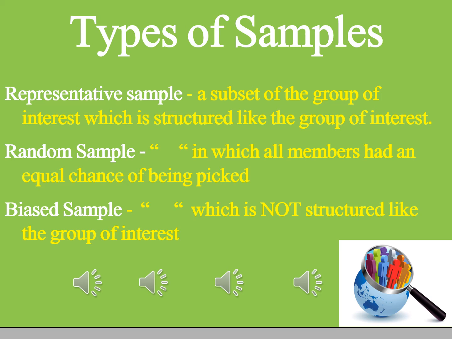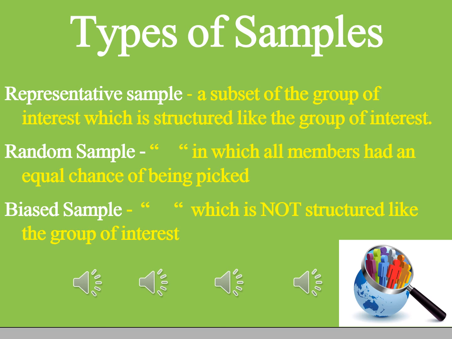Now let's consider the third type of sample, biased. We'll start our definition the same way, a subset of the group of interest, or if you prefer, a subset of the population, but which is not, and make your "not" in your notes big and bold, structured like the group of interest. So the Literary Digest was trying for a representative sample. They thought they were using random sampling to achieve it. They did not. What they ended up with is a biased sample.